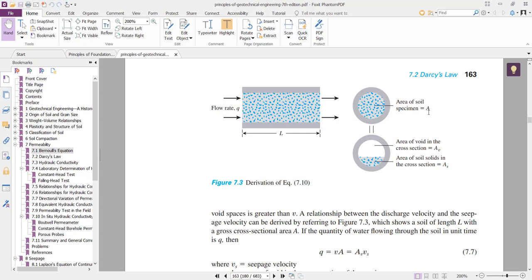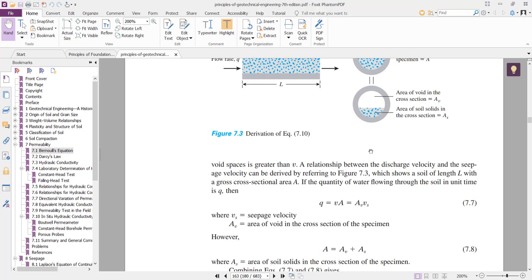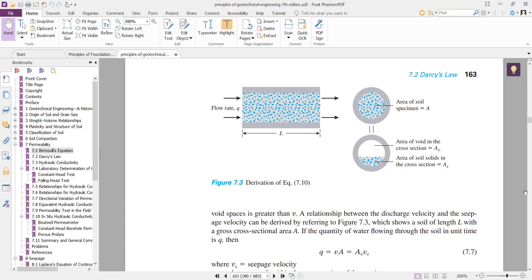But if we take this part of solid and compress it to be just solid, we will find that our domain will be part solid and part voids. So the water will go through this void, and this is the idealized way to describe this. One of the most important laws is the continuity equation, because the flow which comes in equals the flow which comes out.